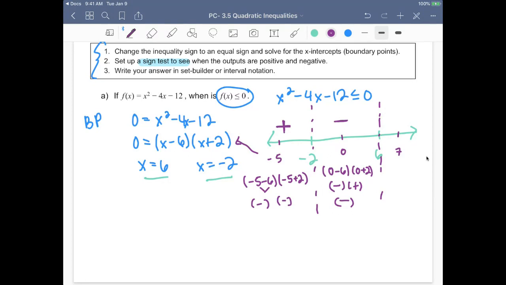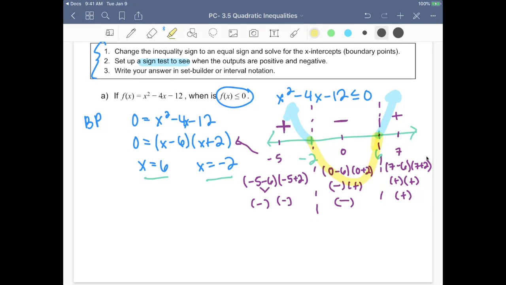Last section to test, do 7 minus 6 times 7 plus 2. 7 minus 6 is a positive value, and 7 plus 2 is a positive. So positive times a positive will give you a positive output. So looking at the number line, I can see that the graph is going to go above the x-axis and also below the x-axis, like that.